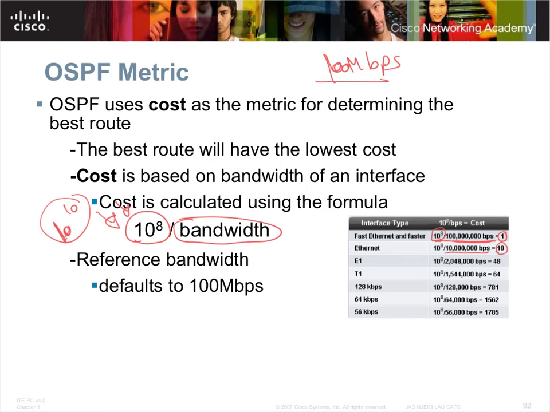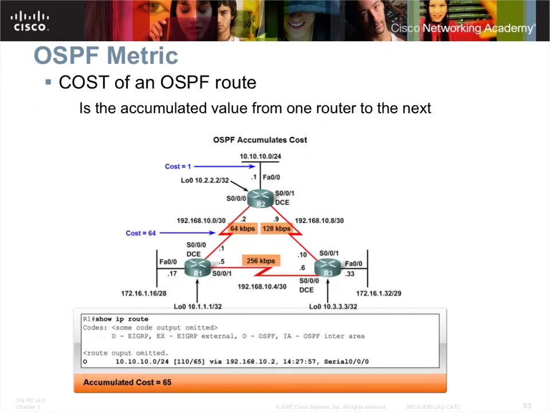T1 is typically the link, if we were to use serial point-to-point between two routers. Usually we use a T1 connection, in which case the bandwidth is 1.544 megabits per second, and in that case the cost is 64, right? So I think that's all about the OSPF. As a recap, 100 megabit per second.